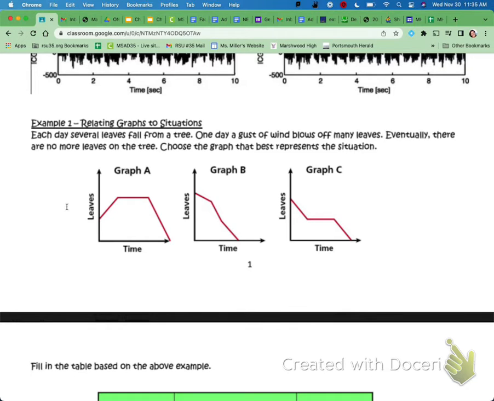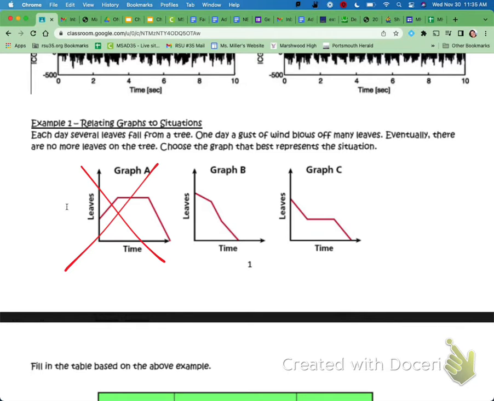Why can I eliminate A? This means my leaves increase. All of a sudden, they're magically reappearing on the tree, and then they're staying there, and then they drop. So it can't be A, so we're going to eliminate A. I said B. So now we're going to look at B and C. They both are dropping off. We're not increasing or staying the same.